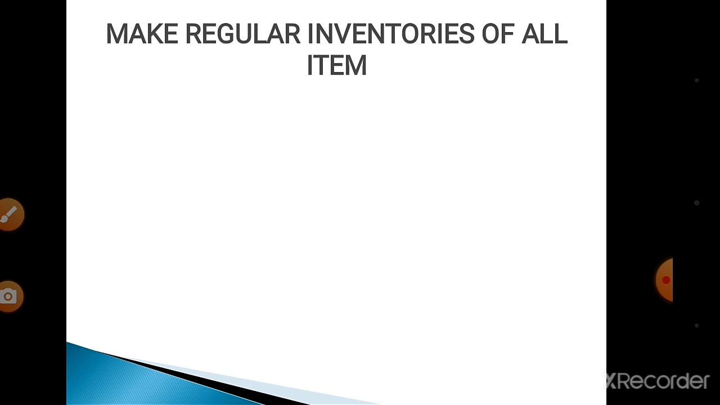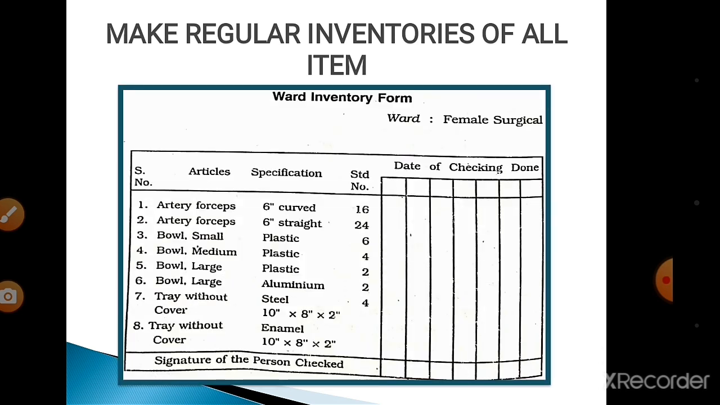Now, make regular inventories of all items. An inventory is a detailed list of all articles, their specification and standard number or quantity. The specification makes it possible to identify the articles by size, number or description. Sometimes the cost of items is included. When inventory is taken, the count is checked against the standard and corrections are made as necessary.